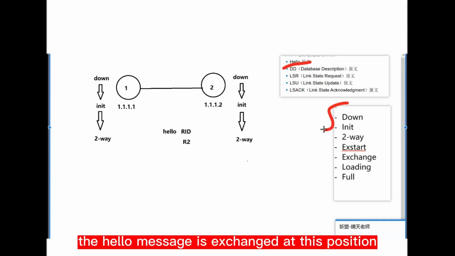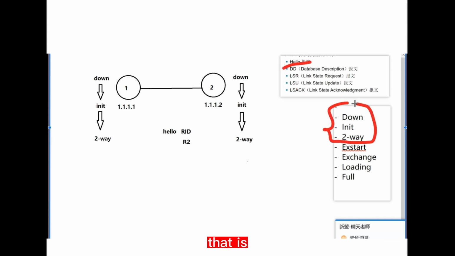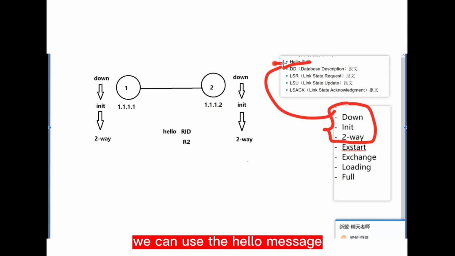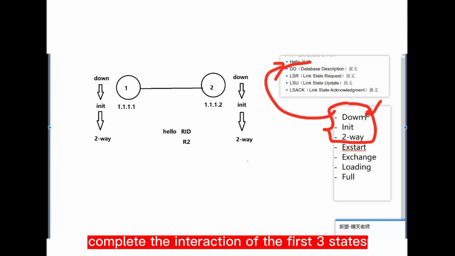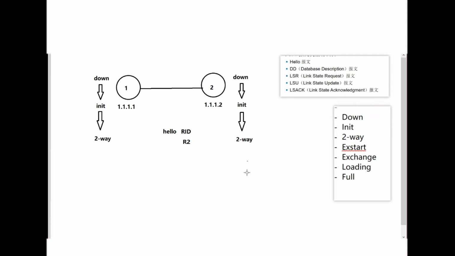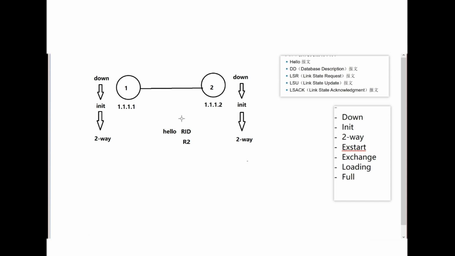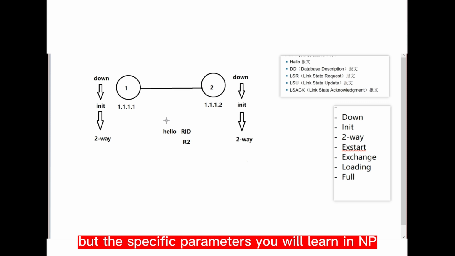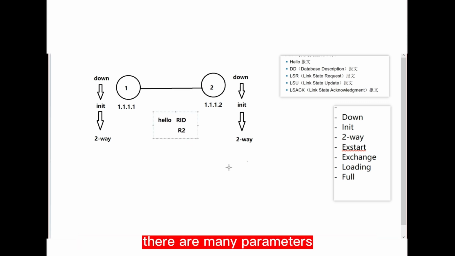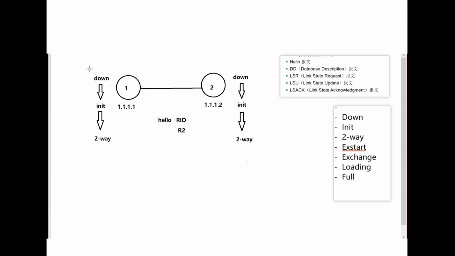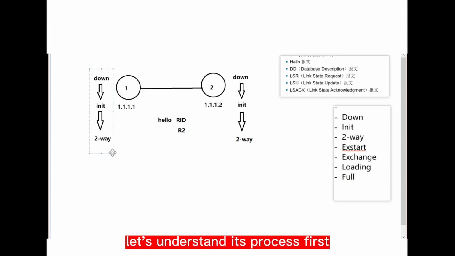In fact, the above three states are completed with the hello message exchanged at this position. We can use the hello message to complete the interaction of the first three states. The hello message establishes a neighbor relationship, and this is the process between them. But the specific parameters you will learn in NP. There are many parameters, so in the NA stage, let's understand the process first. Don't have too much psychological pressure.